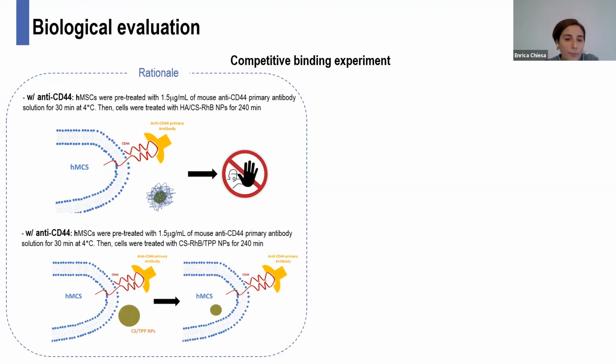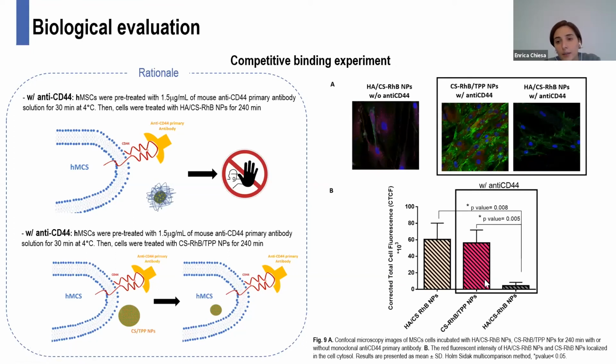For further control, plain chitosan nanoparticles were used. In this case, pretreating with anti-CD44 primary antibody, the nanoparticle uptake should not be affected. As you can see here, pretreating with anti-CD44 primary antibody, the red fluorescence of hyaluronic acid-based nanoparticle inside the cells is almost negligible. Instead, chitosan nanoparticles are massively internalized into the cells, and these quantitative results are confirmed by the confocal images.